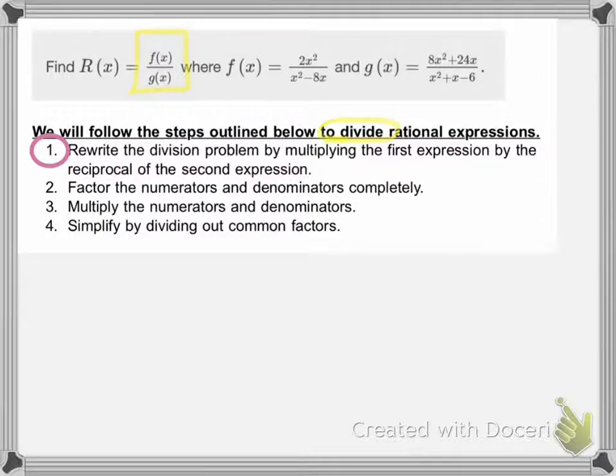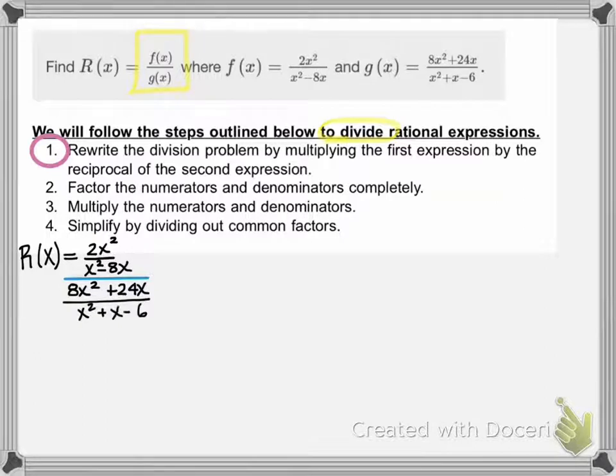I'm going to write it out as a division problem. So r of x is going to equal the quotient of f of x and g of x. So r of x equals 2x squared over x squared minus 8x, because that's the f of x function. But then that is going to be divided by the g of x function, which is 8x squared plus 24x over x squared plus x minus 6. I haven't written it as the product of the first expression times the reciprocal of the second expression yet. I wrote it as a complex fraction right now.